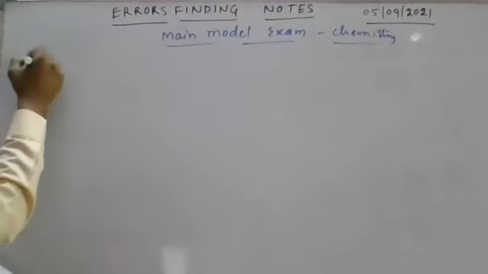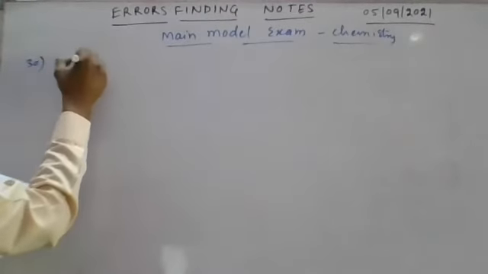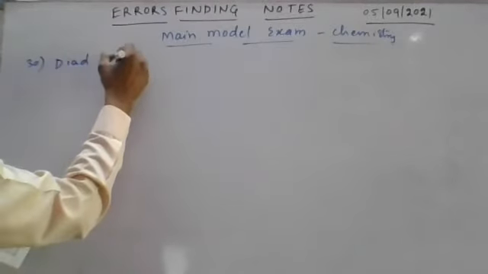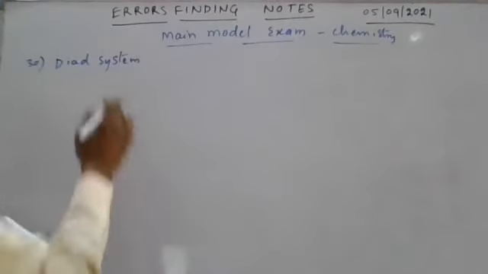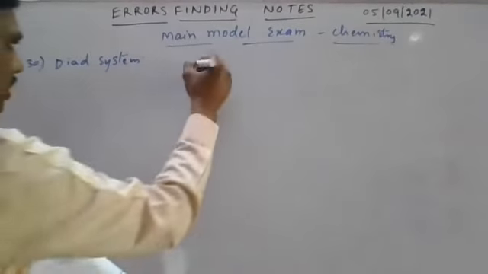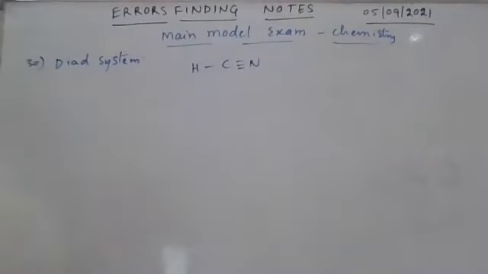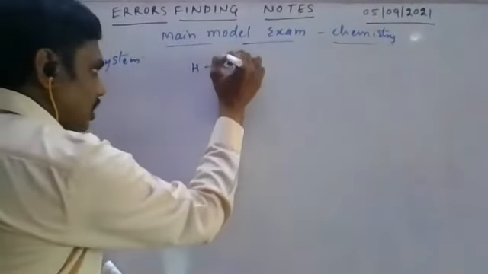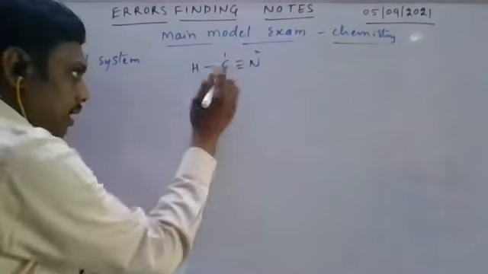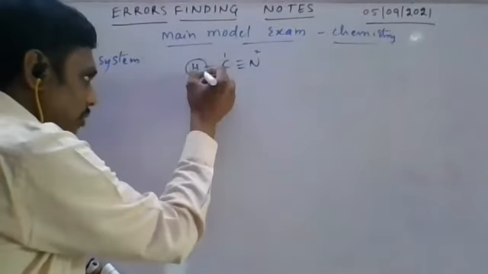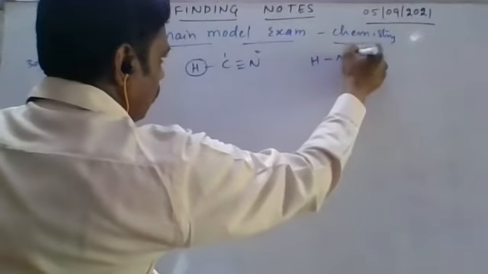Next question, Nana. Question number 30. Here, which is a diad system, Nana. In tautomerism, we have two different types: diad system and triad system. Diad system means hydrogen oscillation takes place between two atoms, Nana. Here, hydrogen is attached to this. Here, this is the second one. First atom, second atom. Hydrogen oscillated from carbon to nitrogen, Nana. Here, hydrogen, nitrogen.